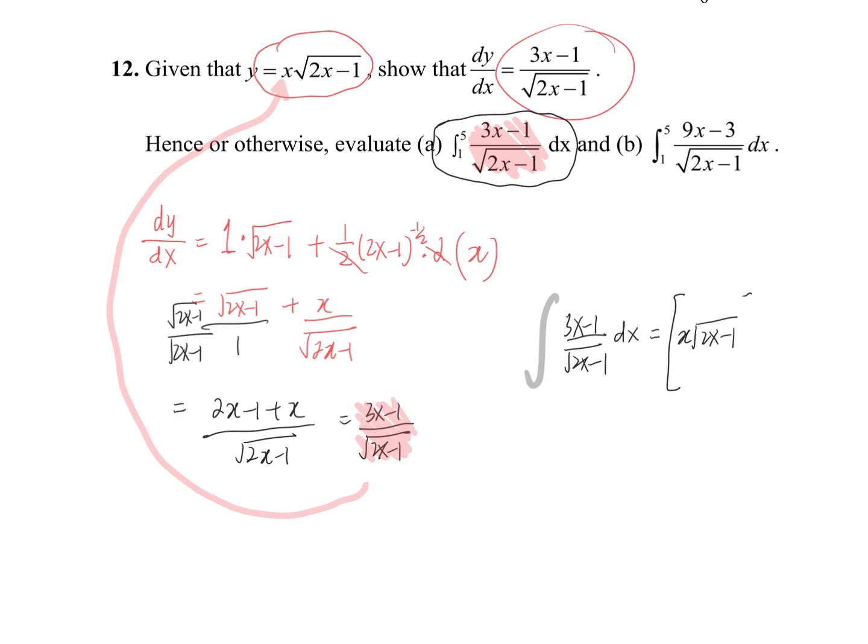And then they say it is from 1 to 5. So sub in 5 into the equation, sub in 1 into the equation. So you end off with 14 unit square. 2 times 5 is 10, 10 minus 1, 9. 5 times square root 9 is 5 times 3.